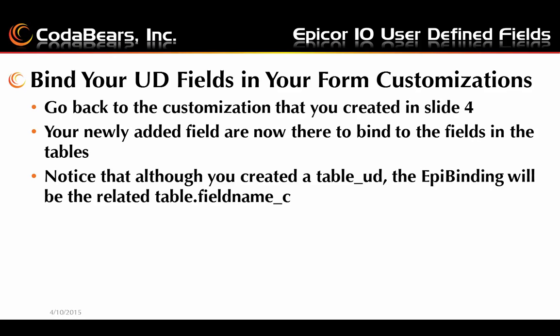Then you're going to go back to your customization so you can bind your user-defined fields to your form. Your newly added fields are now there in your drop-down list to be available to bind to the fields in the tables. You'll notice that although you created a table underscore UD, the epi binding will be the related table.field name underscore C. This will make more sense when you see the demonstration.